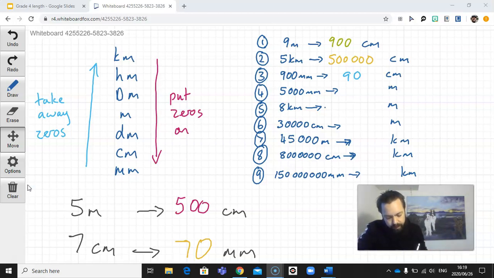Next one, 5,000. We're going from millimeters to meters. So millimeters to meters, that's 1, 2, 3 jumps. We're going up, so we're taking away zeros. So take away 3 zeros, 1, 2, 3, and we're left with 5 meters. Oh, it's not quite lined up. There we go, 5 meters.